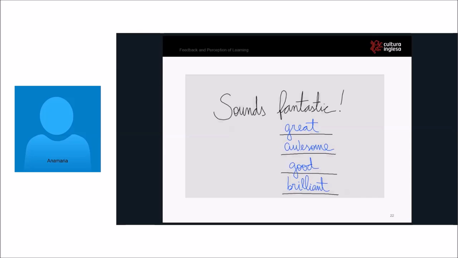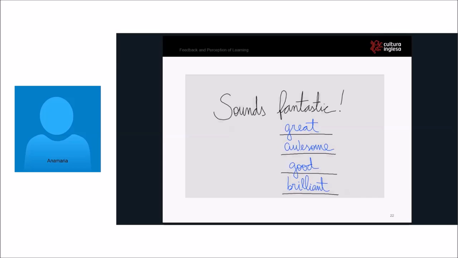So it's not this is right, this is wrong. No, we need to go a little beyond that. Remember, it leads to action, right? Think of the impact that this has on a learner's perception of progress, right?